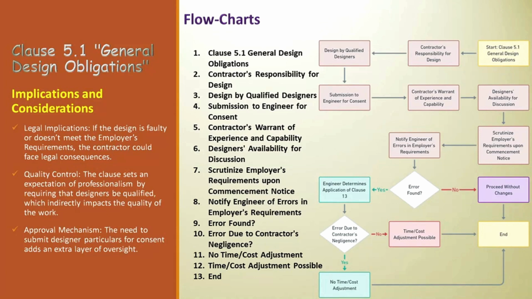Next is scrutinize employer's requirements upon commencement notice. When the contractor is told to start the works, they must carefully check the employer's requirements, which include design criteria and calculations. Next is notify engineer of errors in employer's requirements. If the contractor finds any mistakes or issues in the employer's requirements, they must inform the engineer within a specific time frame.